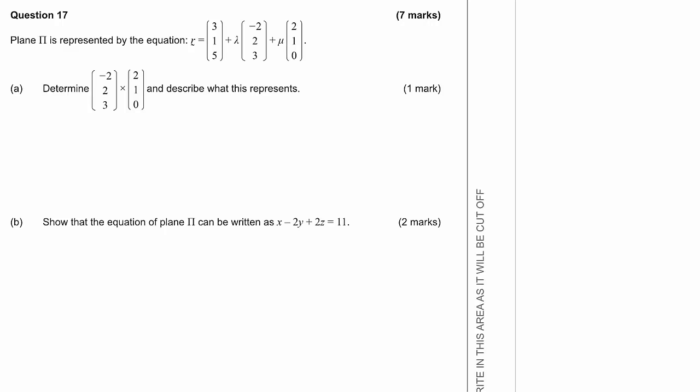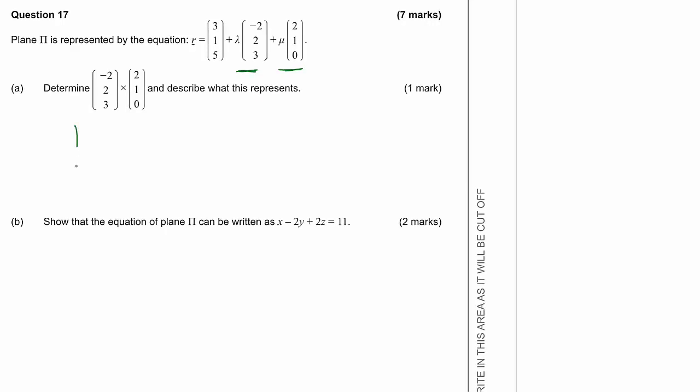Plane pi is represented by the equation given here in parametric form. We want to determine negative 2, 2, 3 cross 2, 1, 0, and note that those are the two directions that we know are in the plane when we're in parametric form. So we've got i, j, k, negative 2, 2, 3, 2, 1, 0. They have to go in that order because a cross b and b cross a are not the same thing.